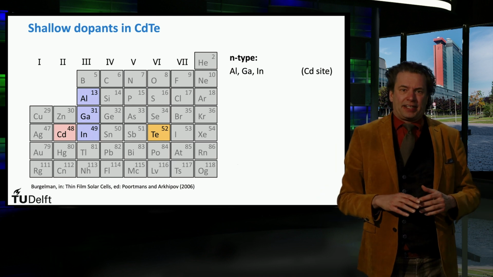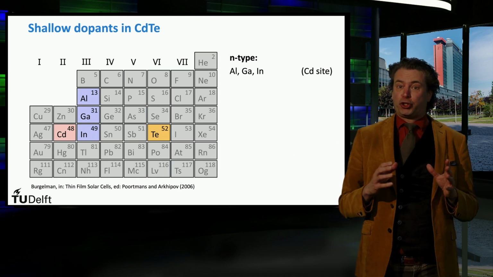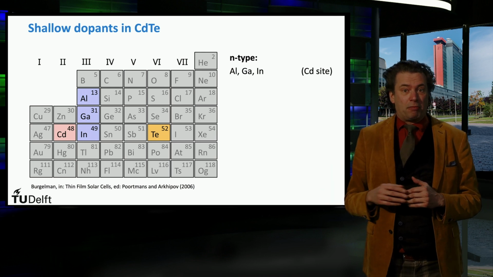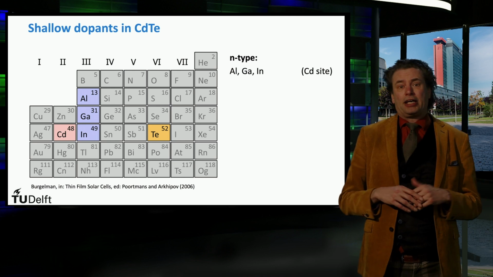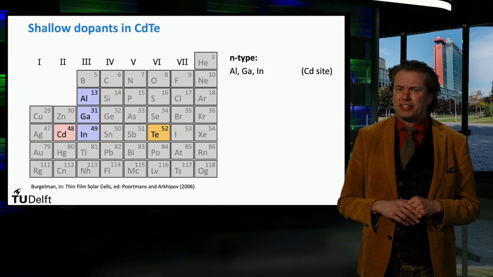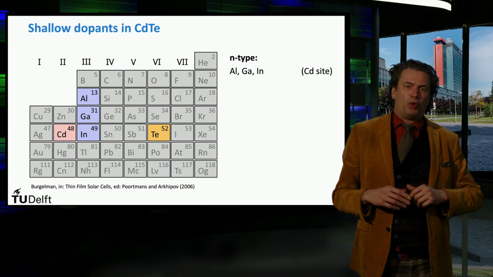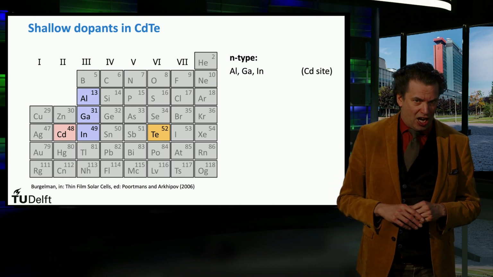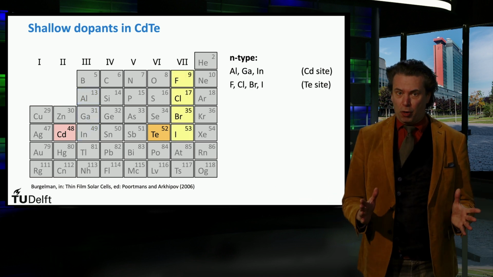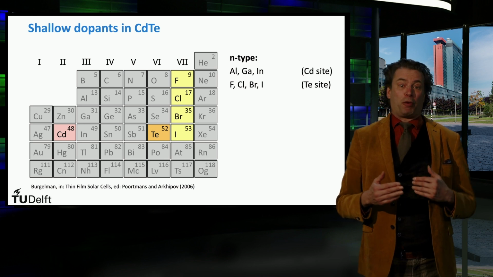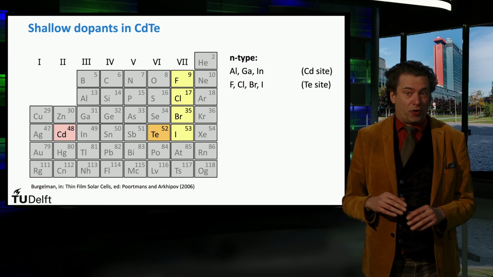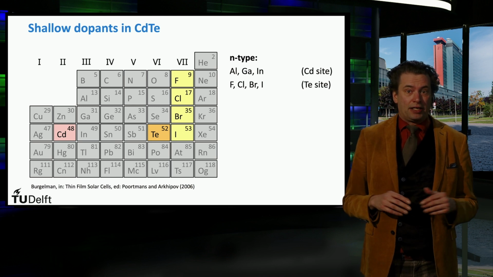N-type cadmium telluride can be obtained by substitutional doping of cadmium atoms by group 3 elements such as aluminium, gallium or indium. These elements have one more valence electron than cadmium, which will contribute to the free electron concentration. On the other hand, N-type doping can be achieved also by replacing tellurium atoms by group 7 elements such as fluorine, chlorine, bromine and iodine.